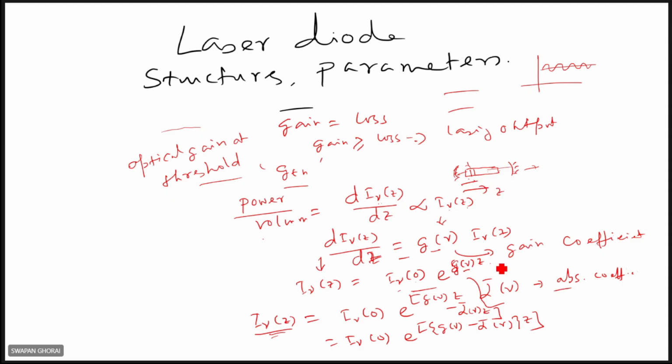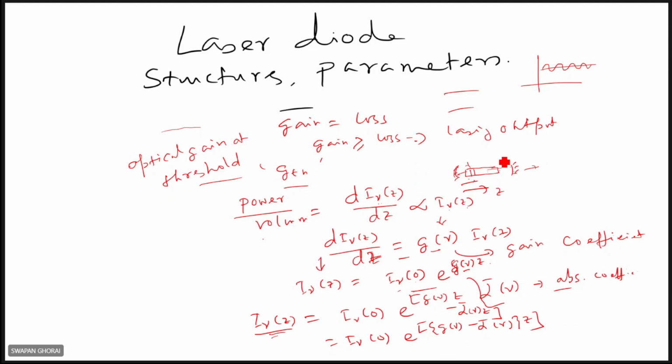If you consider the loss factor alpha within the medium, then I nu 0 will be equal to e to the power G nu Z minus alpha bar nu into Z, right? Because it is loss, so it will be minus alpha bar nu. So ultimately, I nu 0 e to the power G nu minus alpha bar nu times Z, at a certain distance Z, right?